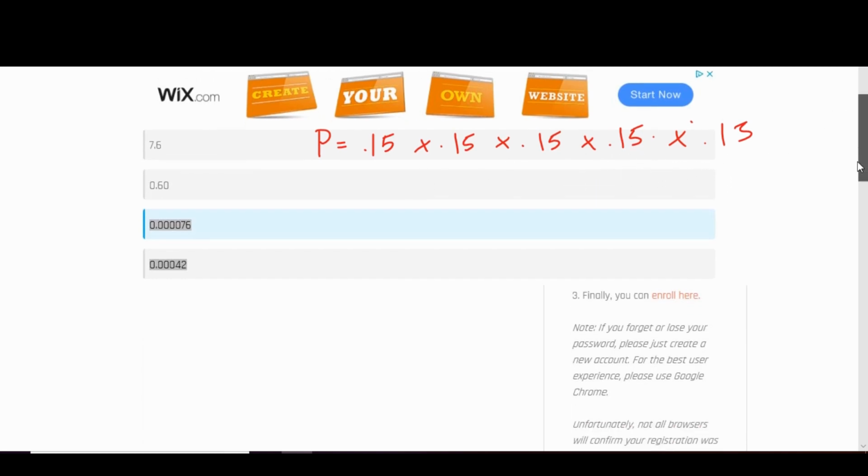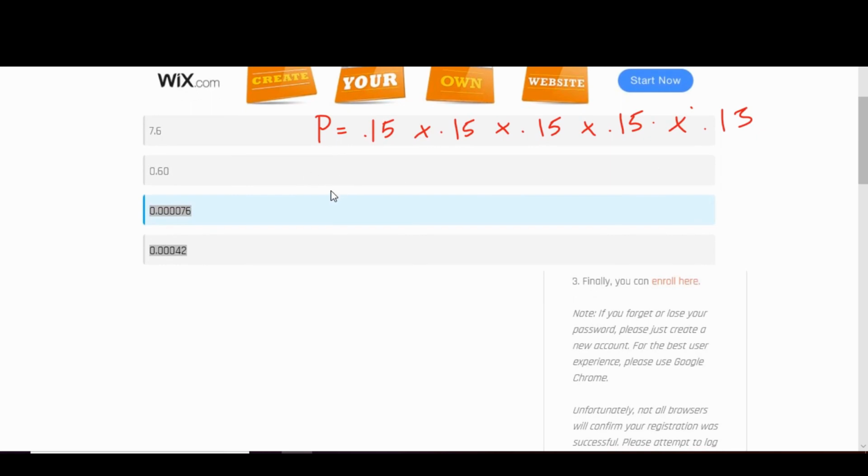So let's go ahead and do that. Again, if you're doing really well in the ASVAB, you're going to see problems that require you to do a lot of work to get the answer. So let's go ahead and start with 0.15 times 0.15.